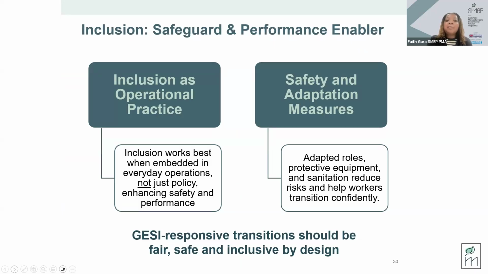What worked well in SMEP was when JC translated into everyday operational decisions, not just policy commitments. Yes, SMEP grantees were asked to present policies. What is your policy on this and this? But what worked was how this was put into practice.